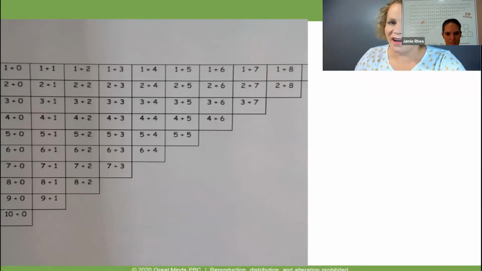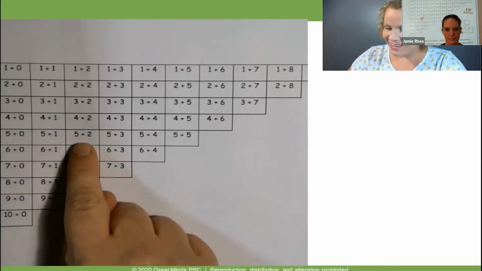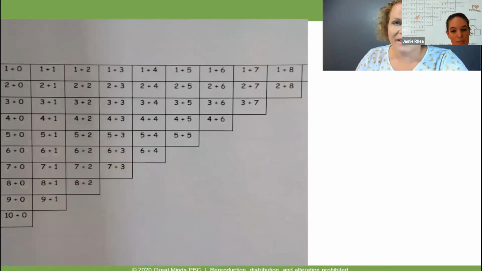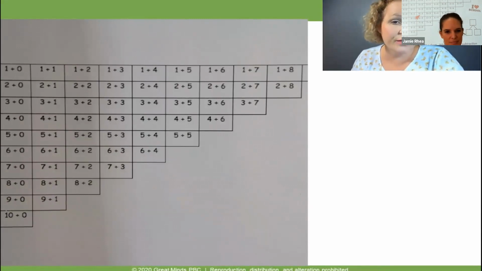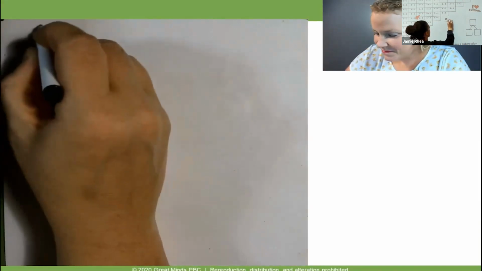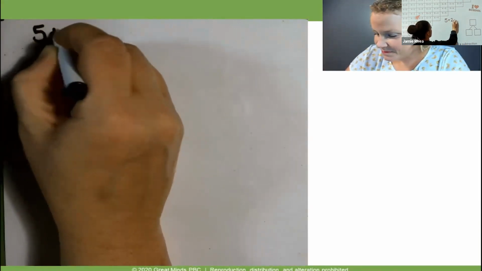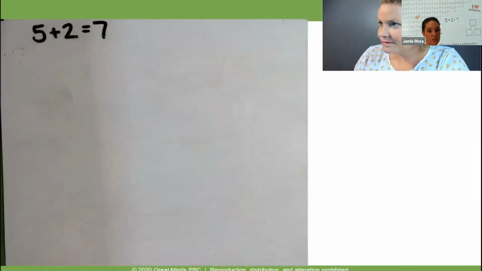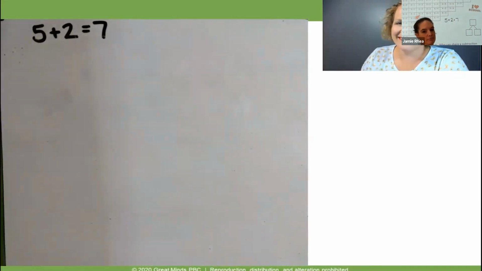Everyone put your finger on 5 plus 2. And then give me a big old smile. I've got my arrow. 5 plus 2 is an expression. If we wanted to write that as a number sentence, we would just need to include equals 7. Let's write that number sentence together. Make sure you're writing it on your board.